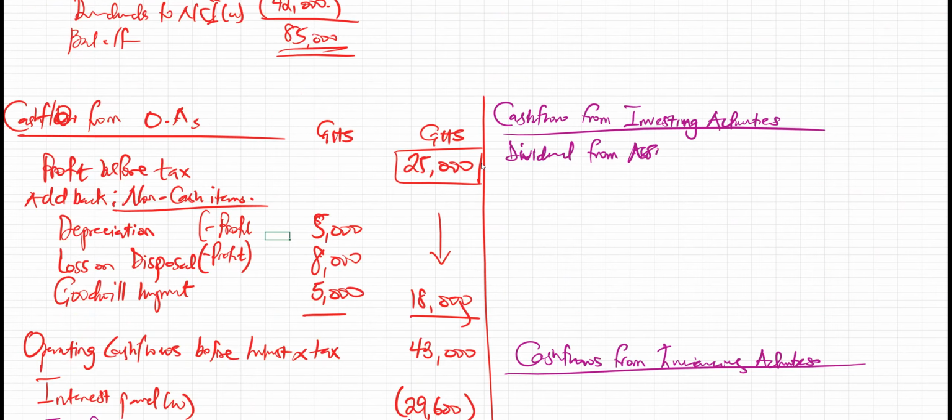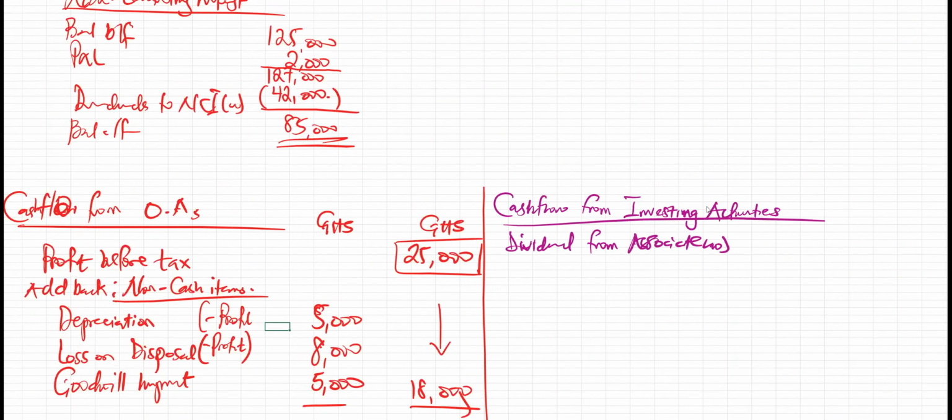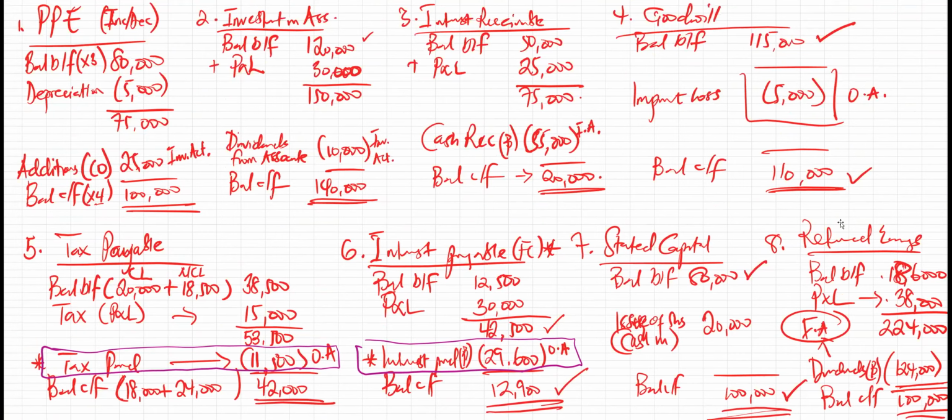How much did we receive from the associate? Working. 10,000. Is it not investing activity? Cash inflow or cash outflow? Dividend from associate, cash inflow or cash outflow? Inflow. Inflow from associate. Good.